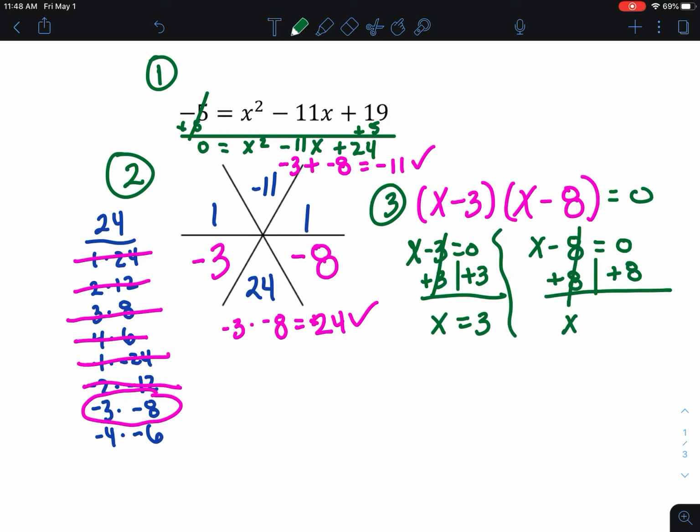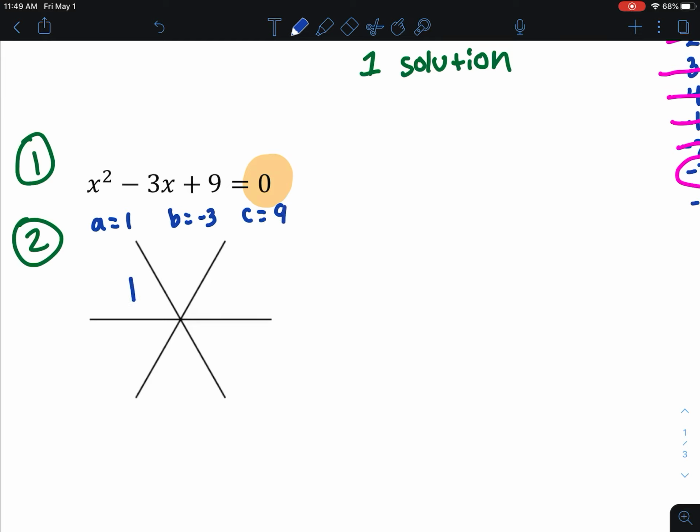Alright, last one, and then we'll do a word problem. Okay, first, check if it equals 0, and yes it does, so I'm good to go. Second step is snowflake. My A is 1, my B is negative 3, and my C is 9. Alright, two numbers that multiply to 9: 1 times 9, 3 times 3, also negative 1 times negative 9, and negative 3 times negative 3.